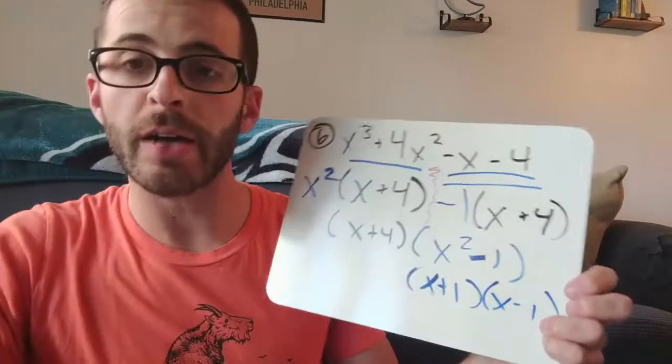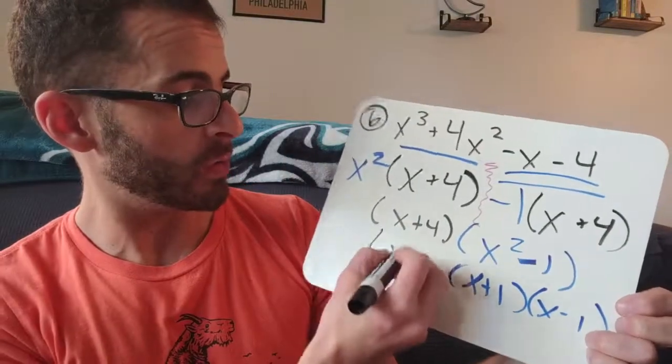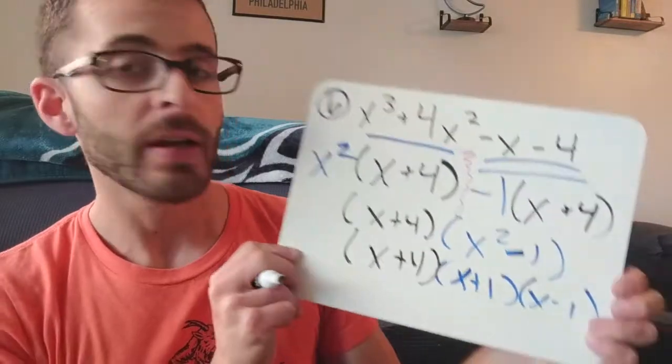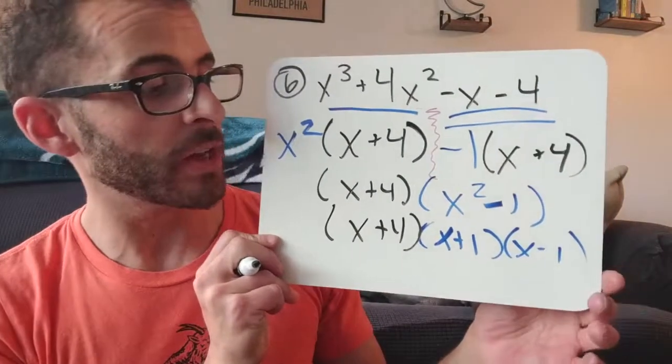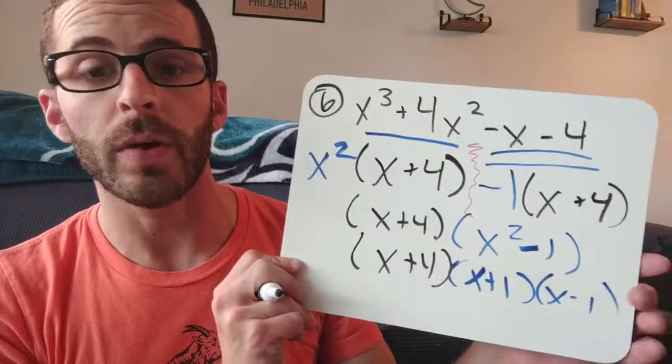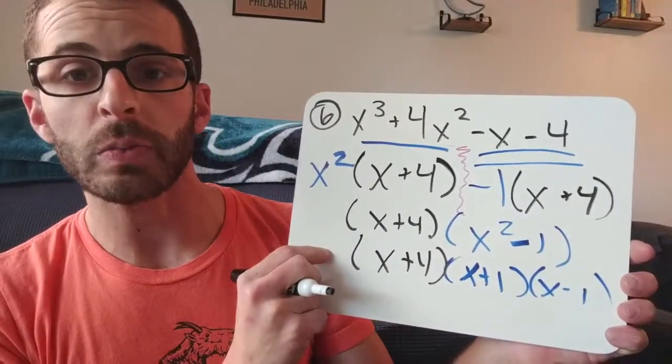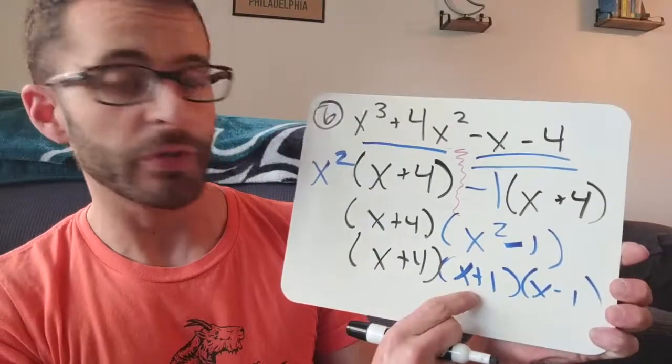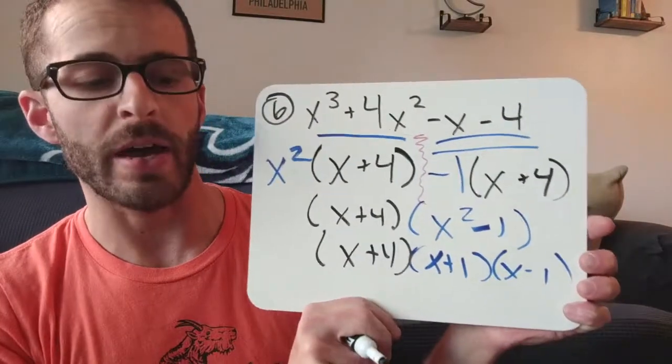If you don't factor all the way, you're not going to be right. Okay? Even though the section title is called Factoring Polynomials, it really should be Crazy Factoring and Factoring All the Way. And our final answer is x plus 4, the quantity of x plus 4 times the quantity of x plus 1 times the quantity of x minus 1.